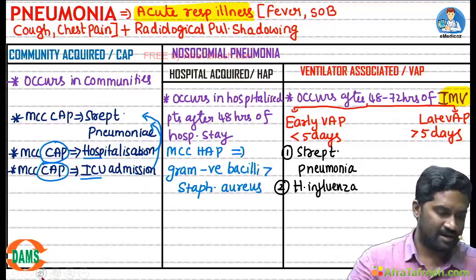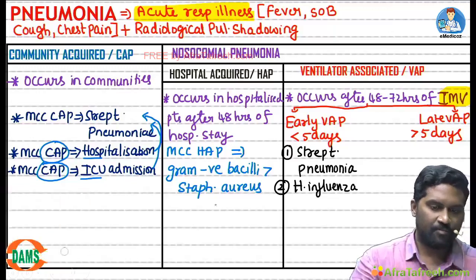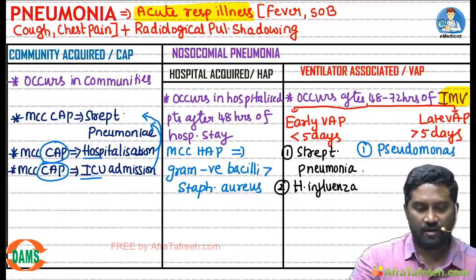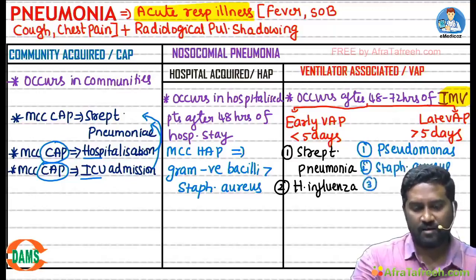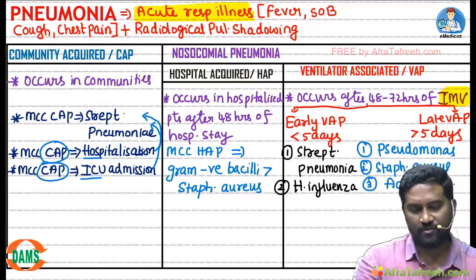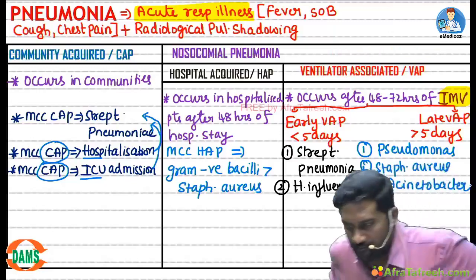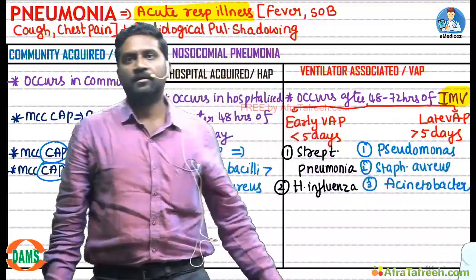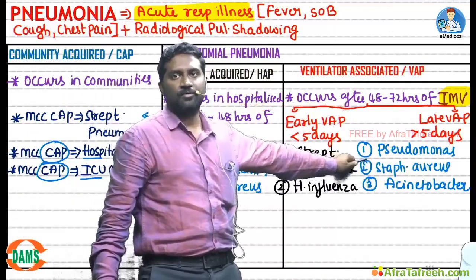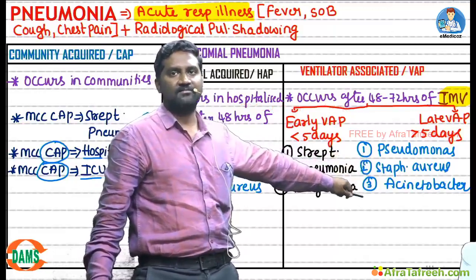For late VAP, most common will be Pseudomonas. Along with that, its best friend Staph aureus and their newfound love Acinetobacter. Ventilator associated pneumonia, late VAP is very important. Most common is Pseudomonas, Staph aureus, Acinetobacter.